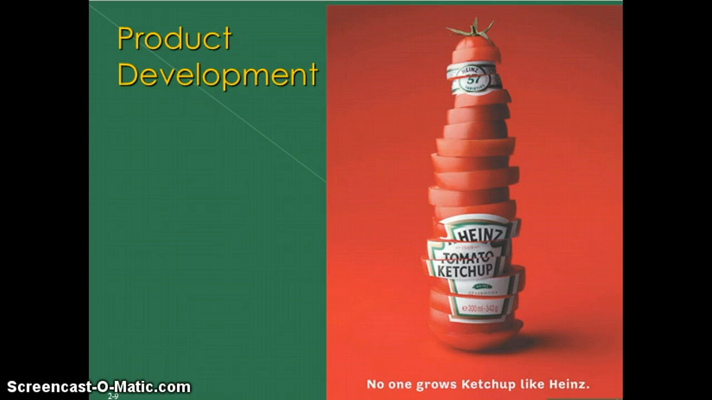Okay, again, here's product development. This one is simply showing an example of a Heinz ketchup print advertisement. What they're trying to do is reach their present markets with their present products, just showing you that they use real tomatoes, real products, and all that as well.